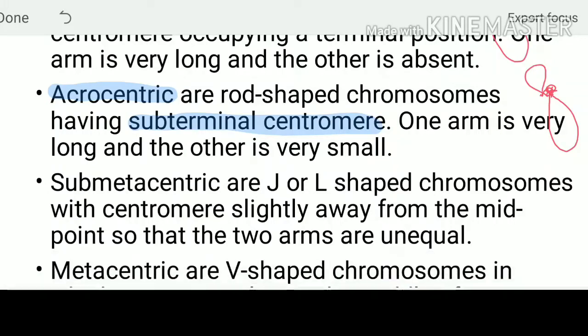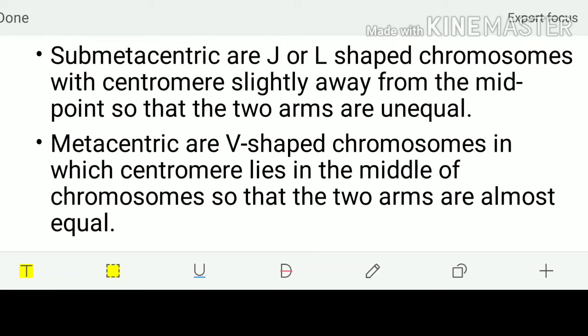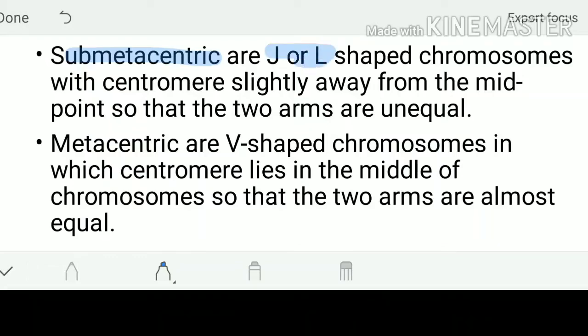Now the third one we are dealing with is called submetacentric. Submetacentric chromosomes have a shape of the alphabet J or L, with the centromere slightly away from the midpoint, so that the two arms are slightly unequal. I can draw them something like this. This is the shape of submetacentric. This one is the largest one and this one is slightly smaller. So please note, they make a shape of the alphabet J or L.